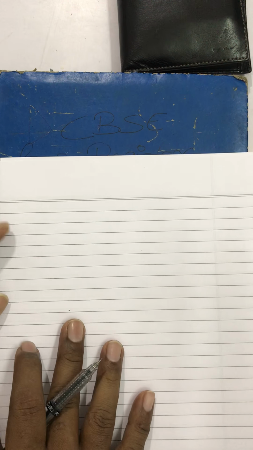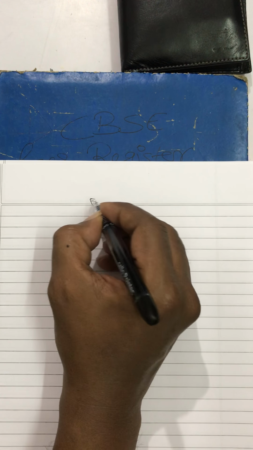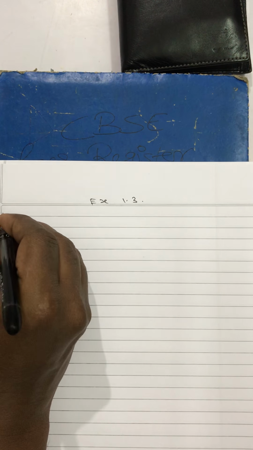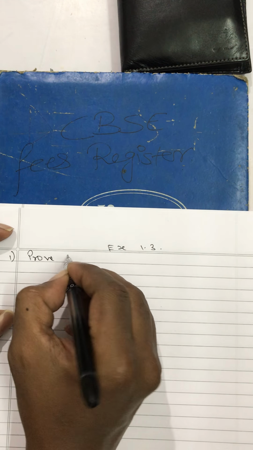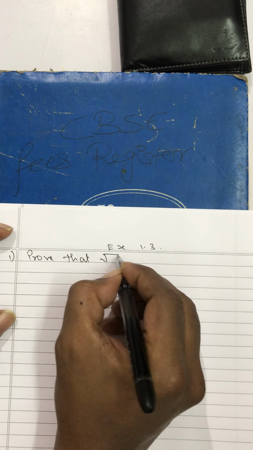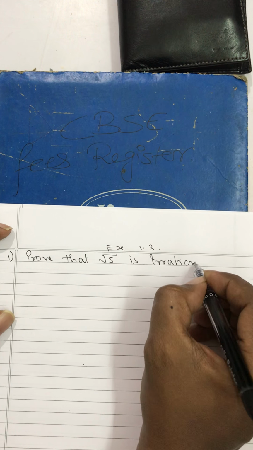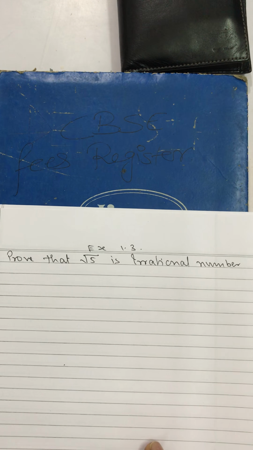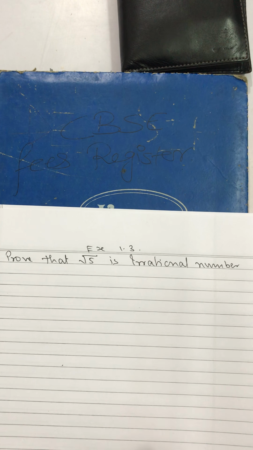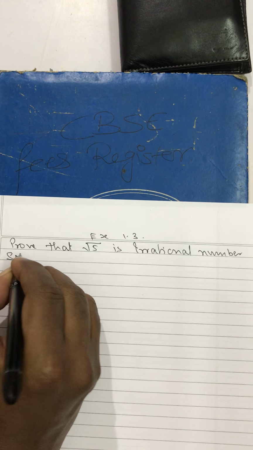What is the question? Exercise 1.3. First question is what? Prove that root 5 is an irrational number. Chalo students, pause the video, solve this, and then come along. I am proceeding.